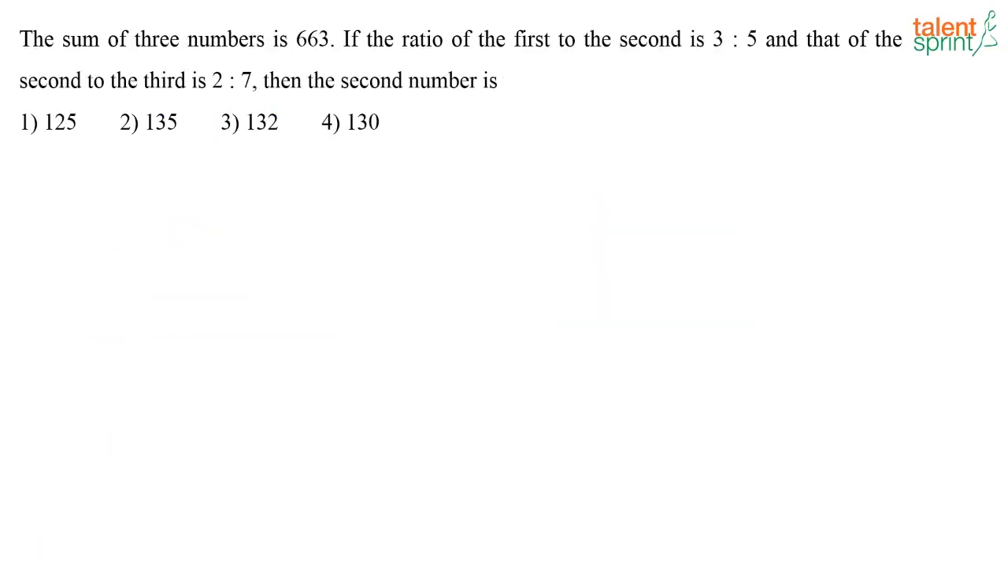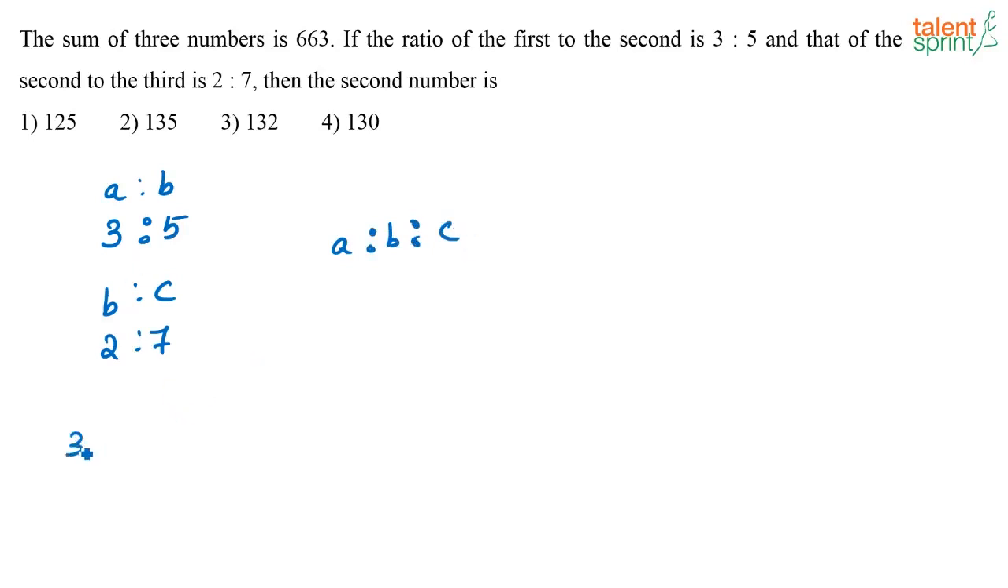The sum of three numbers is 663. If the ratio of the first to the second is 3:5 and that of the second to the third is 2:7, then the second number is dash. So what is the ratio between the first two numbers? It is 3:5. What is the ratio between the second two numbers? If this is A, B, now I have another two numbers B, C. What is the ratio between these two numbers? 2:7. So what is the ratio between all the three numbers, A is to B is to C? How will we do that?